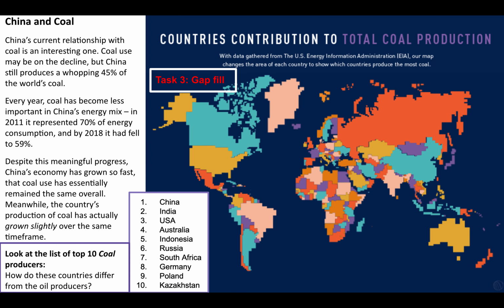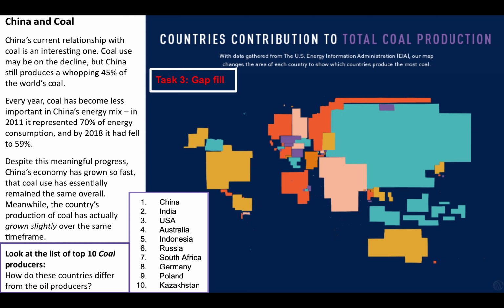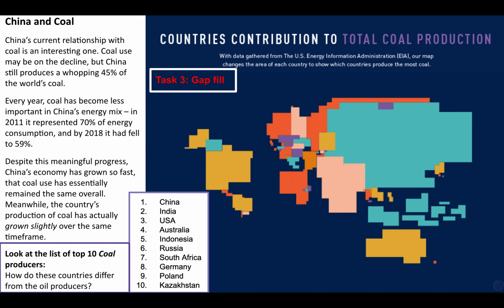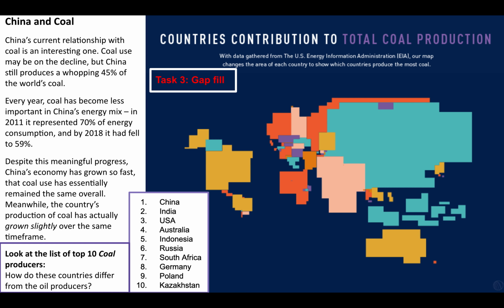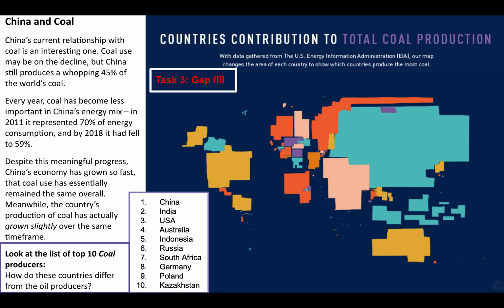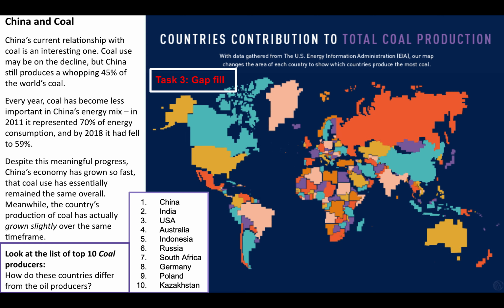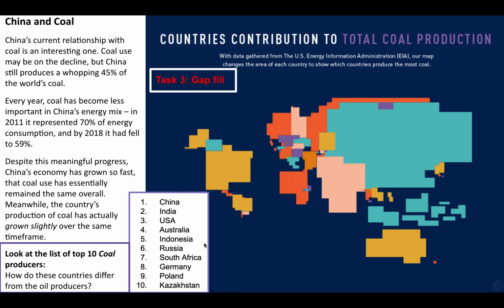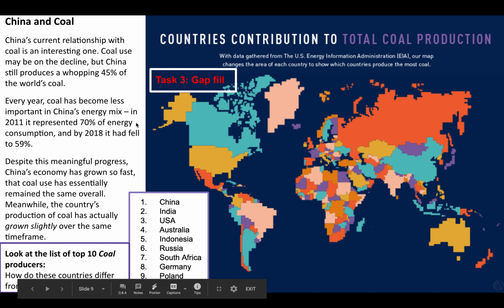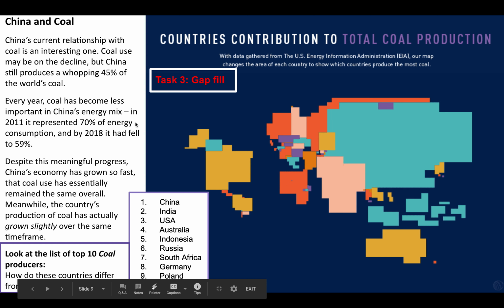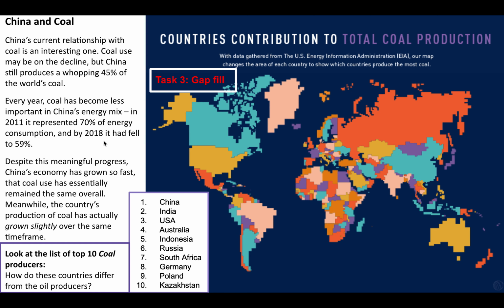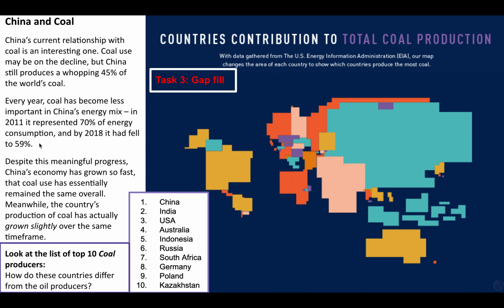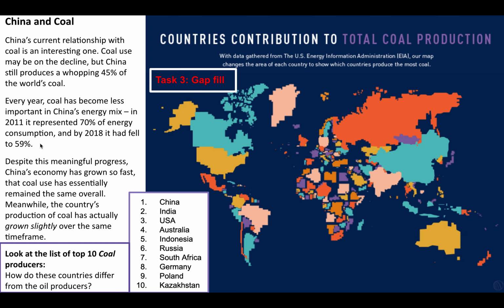And although it is producing a huge amount of coal, almost half of the global amount ever, it is still producing less energy from coal than it used to. So in 2011, coal made up 70% of the energy that China consumed. But by 2018, so just 7 years later, it had fallen to just 59%. And it continues to go down.